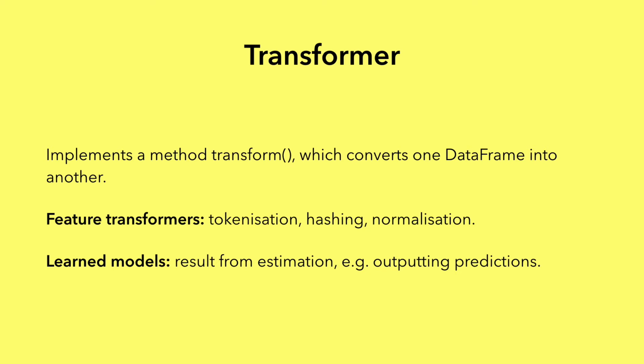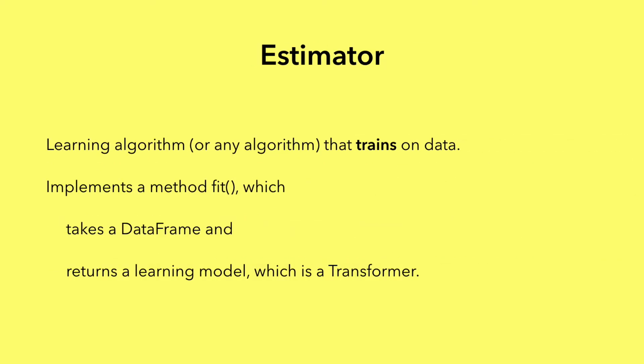Firstly, feature transformers, which extract, modify, and select data, for example, tokenization of text into words, feature hashing, and normalization of feature vectors. Secondly, there are learned models, which are the result of estimators and transform a data frame into a new one called predictions. An estimator is a learning algorithm which is fitted or trained on a data frame. The result is a learning model, which is in itself a transformer. Both estimators and transformers use the same parameter framework.